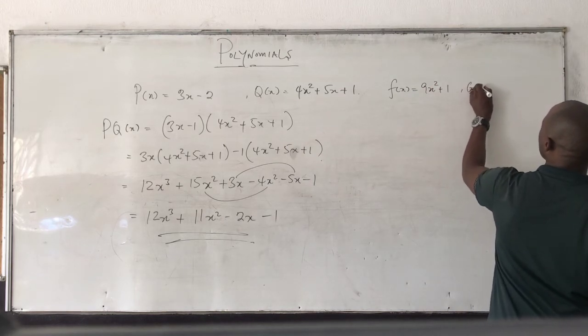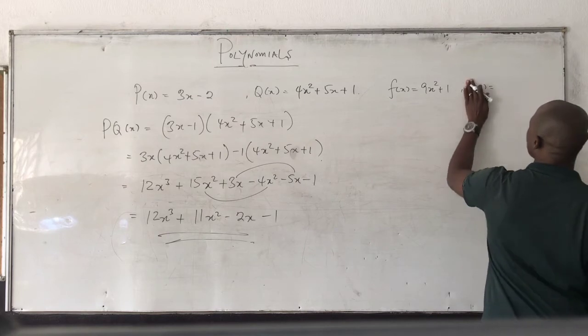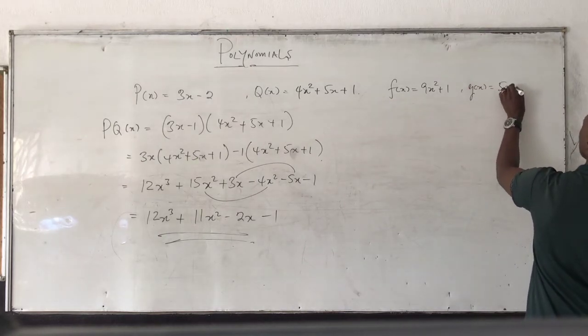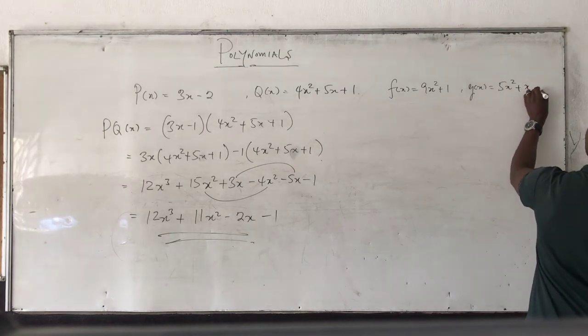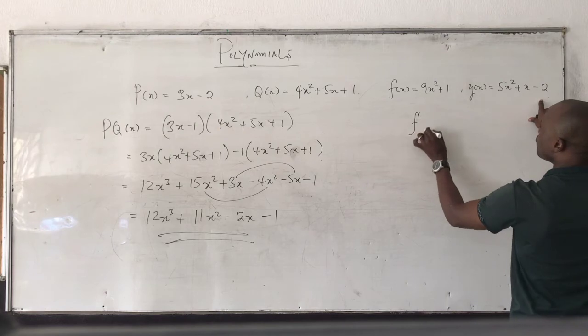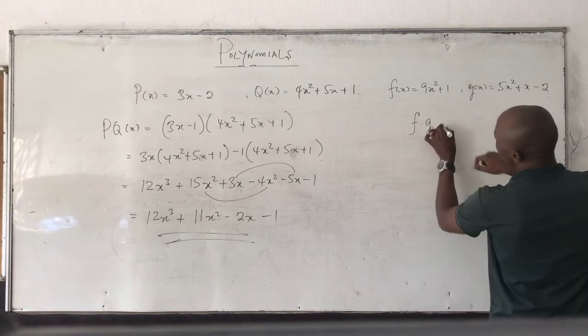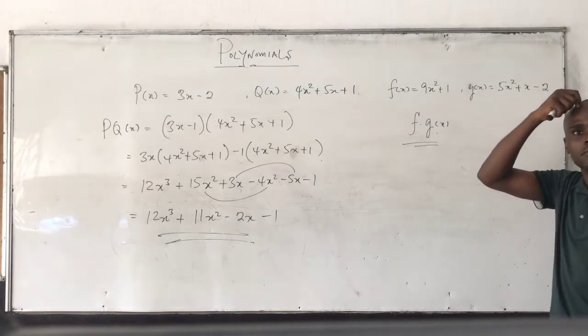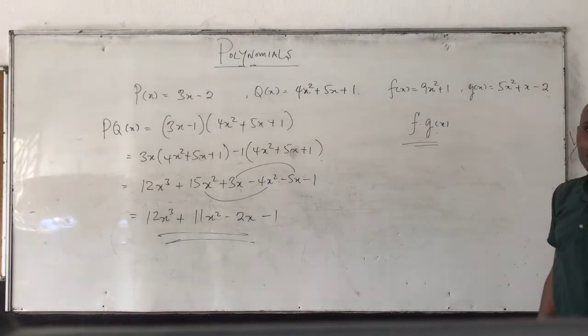g of x will be equal to 5x squared plus x minus 2. So do f times g of x. Multiply these two, f times g of x, and try to get your answer. That is that.